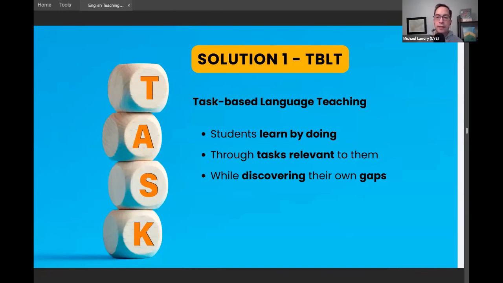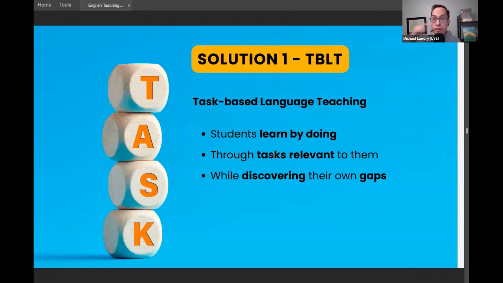Well, task-based language teaching is a meaning-focused approach. What we want to do is put students in tasks that help them learn by doing. They're learning through tasks that are relevant to their daily lives, and as they do that, they're attaching what they do in class to their real worlds. It really enhances that idea of constructive transfer.